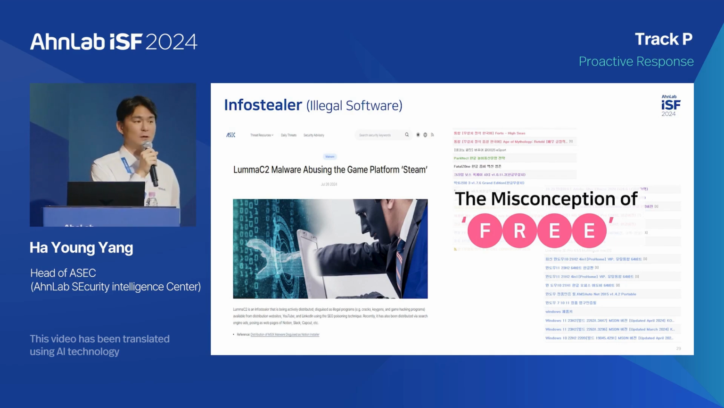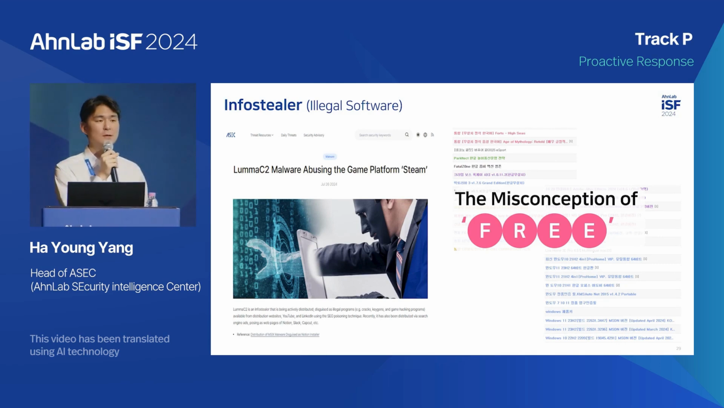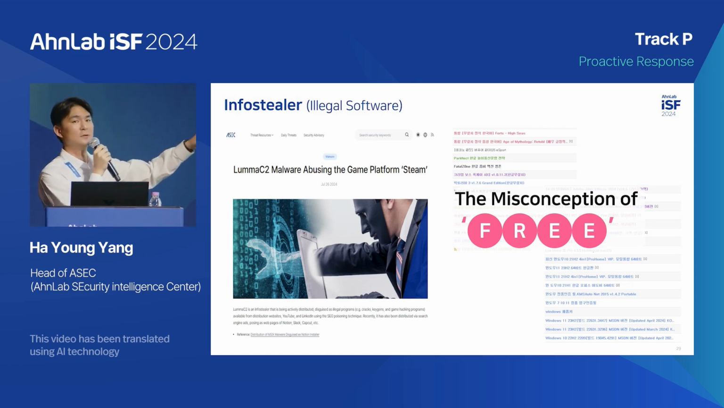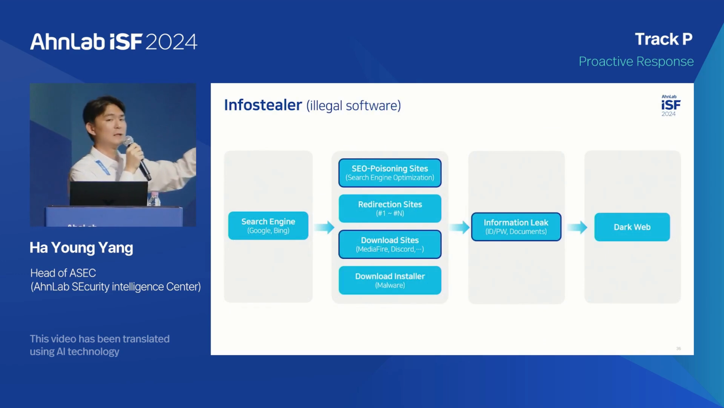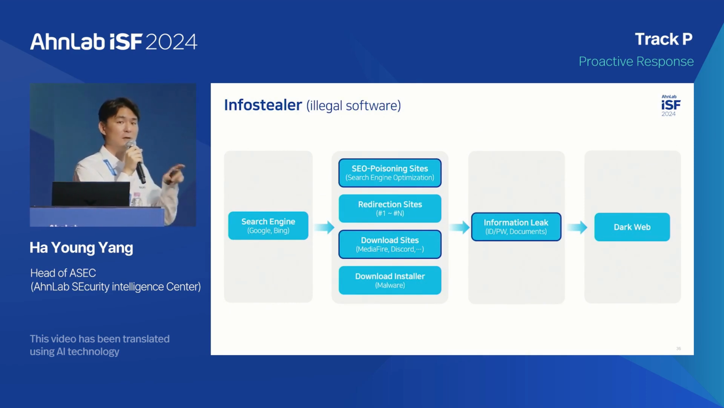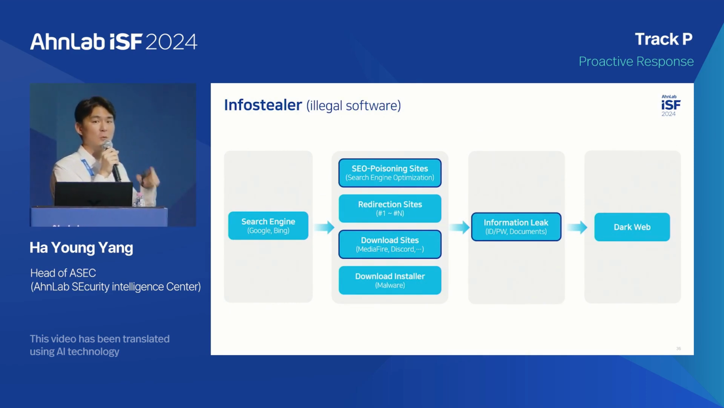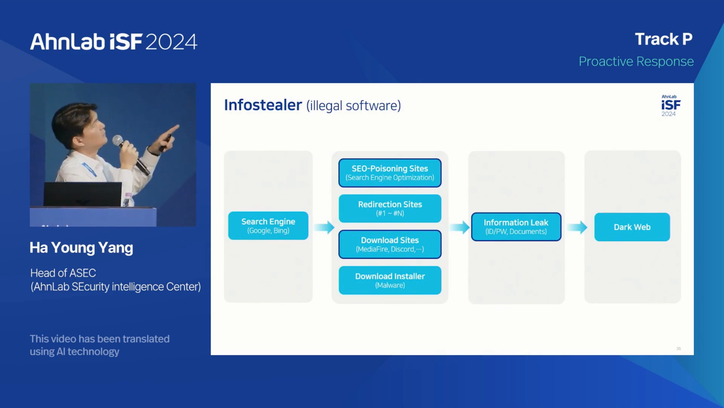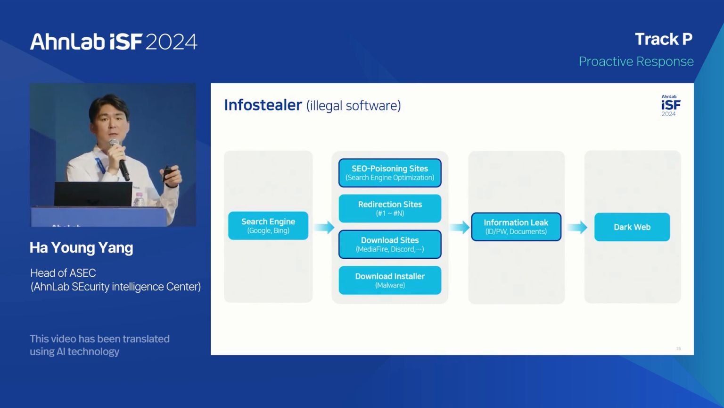So, during the process of downloading software like cracks and Windows activation, malware that leads to information leaks can be installed. The screen you are currently viewing shows the flow of malware infection related to information leakage. At first, people would type keywords like the names of free software, download, and crack into search engines like Google or Bing. SEO poisoning refers to a search engine optimization method.